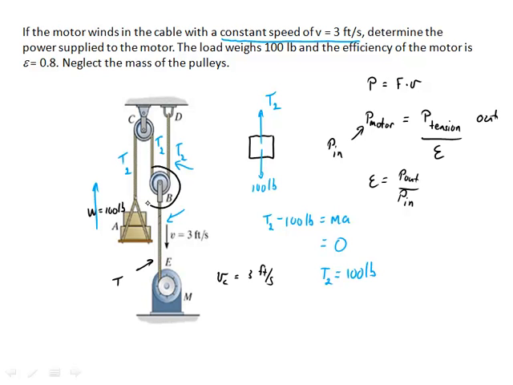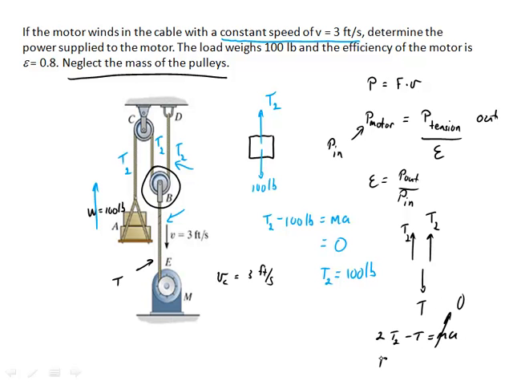So T2 is equal to 100 pounds. Now if I do a force diagram on the pulley at B, and we neglect the mass of the pulleys, that doesn't mean I can't do a force diagram on it. I'm going to have T2 up, and T down. And so 2 T2 minus T equals mass times acceleration, but the mass is 0, so T is equal to 2 T2. So that means that the force of the cable here is 200 pounds.